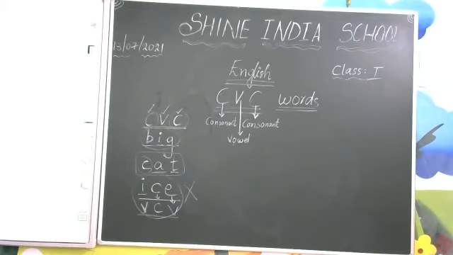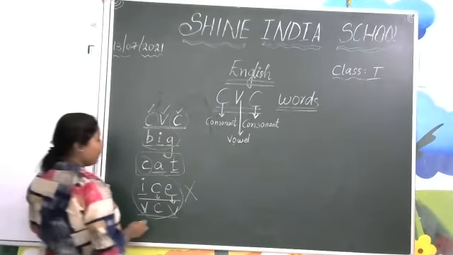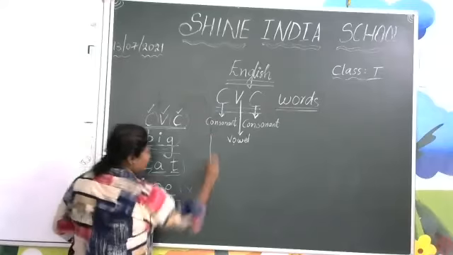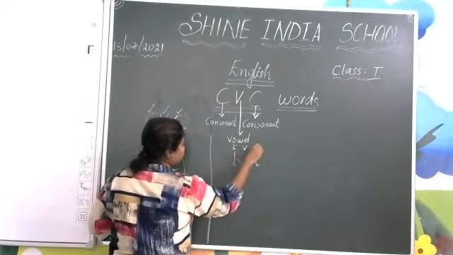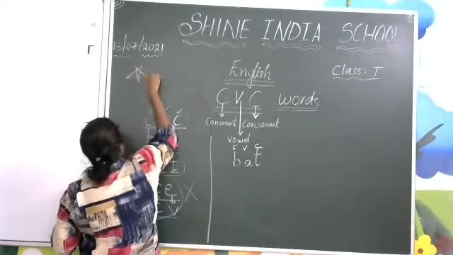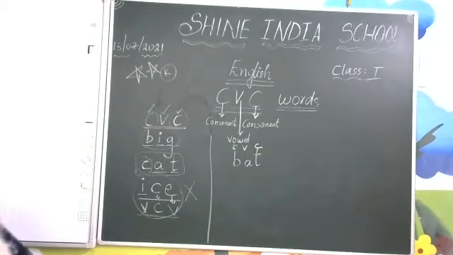Tell me. Krithika, say. Yes. Chepu. I give you a chance. B A T bat. Very good. Consonant, vowel, consonant. Krithika, I gave you two times to give the answer. Next.